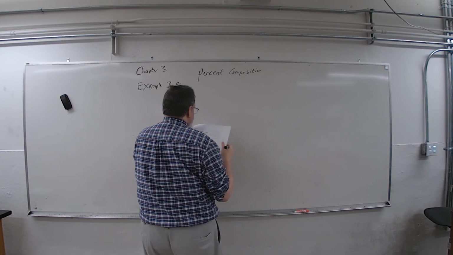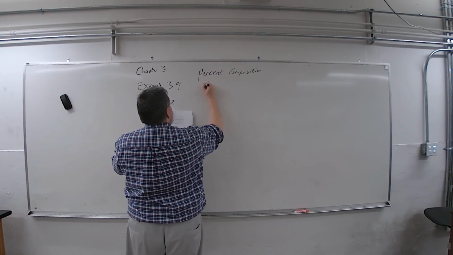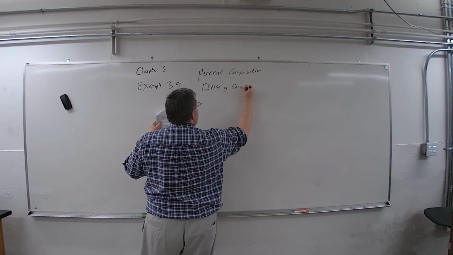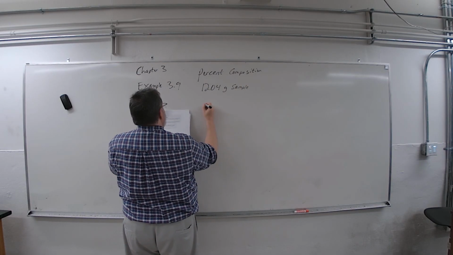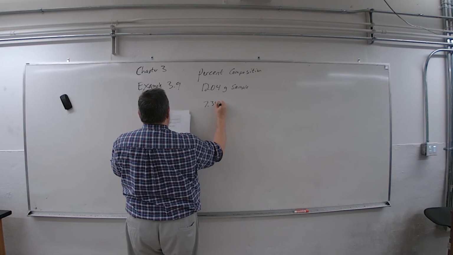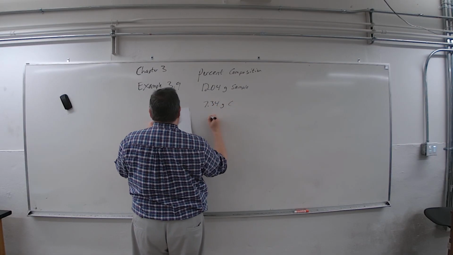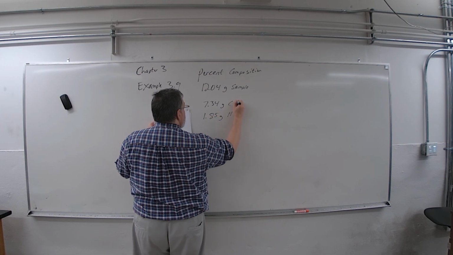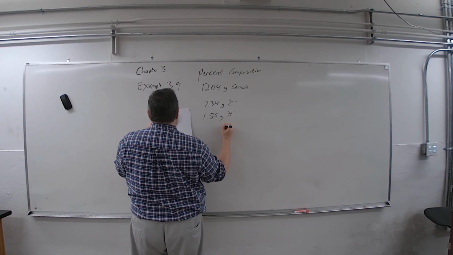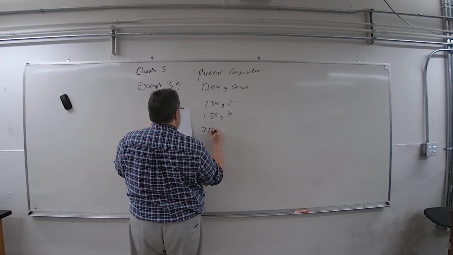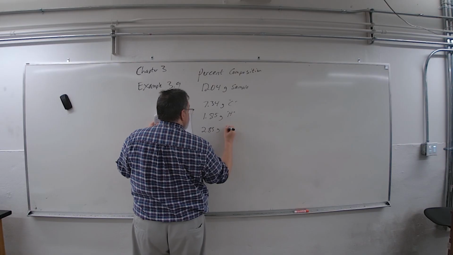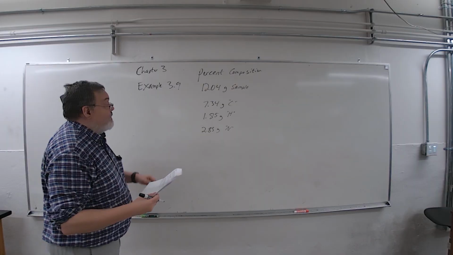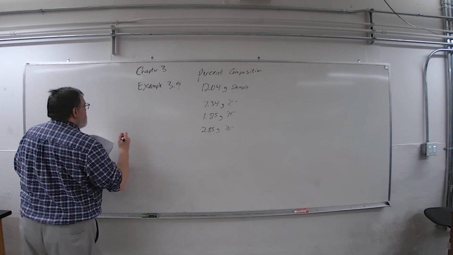Percent composition. You have a sample, and you're told it's made up of this: carbon, hydrogen 2.85, and grams of nitrogen. So what is the percent composition of each one? It's actually pretty simple.